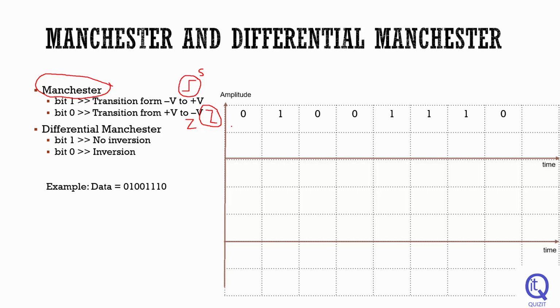So here now I'm going to start the signal. For the first bit I have 0, that means I have to make a transition from positive voltage to negative voltage. So here I'm going to draw like this. And for bit 1 I have to mark negative to positive voltage. That means a pattern like this. So I can't rise the signal up. I have to draw like this. And now I'm going to rise up the signal.